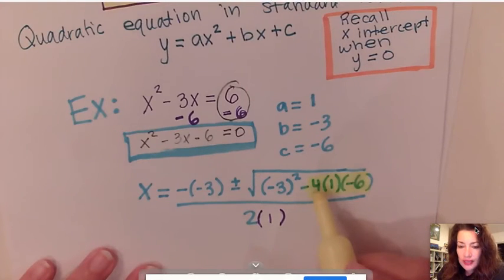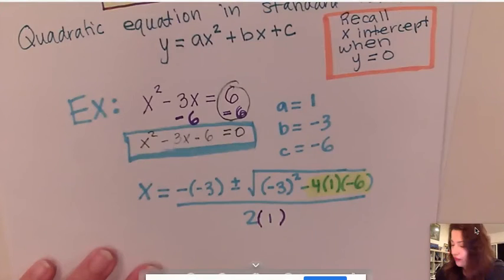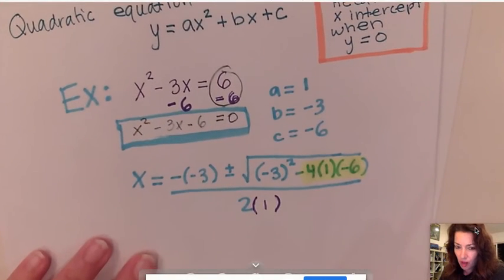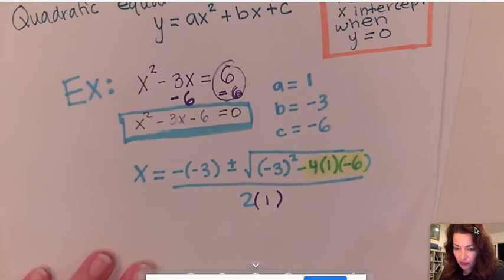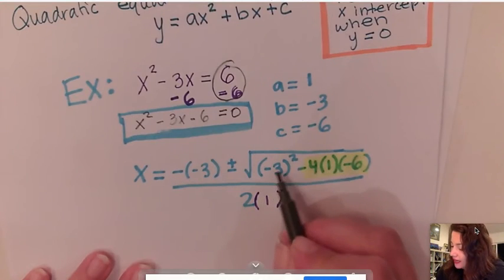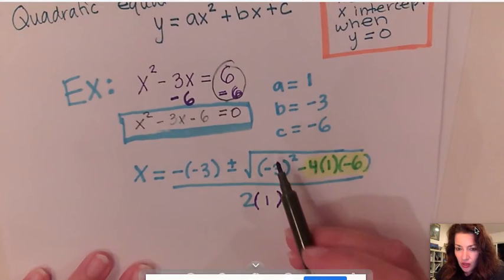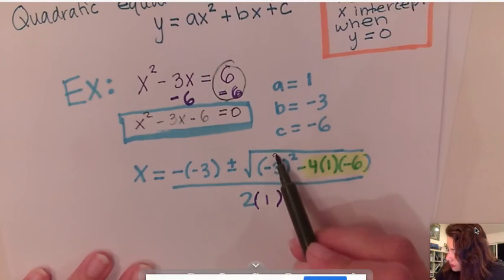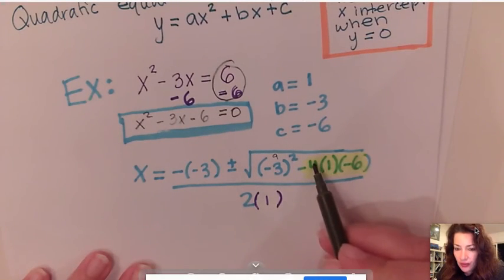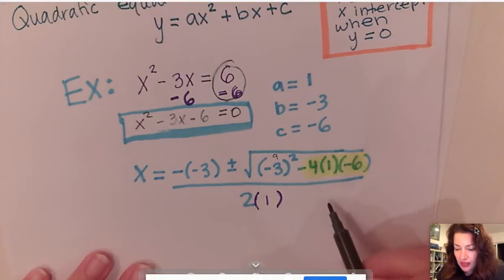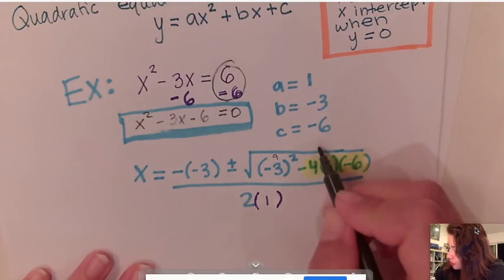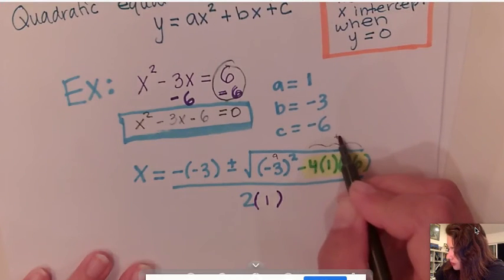So what is negative 4 times 1 times negative 6? Whenever you have two negatives, you'll always result in a positive. And what is negative 3 squared? If you said 9, you are correct. So actually here what I end up with is 9. And negative 4 times 1 times negative 6 is plus 24. So all of this here is plus 24.